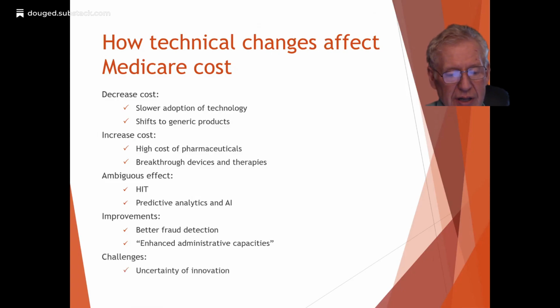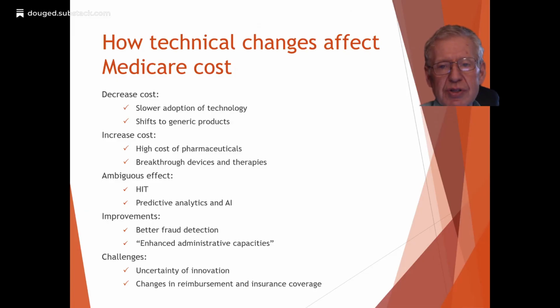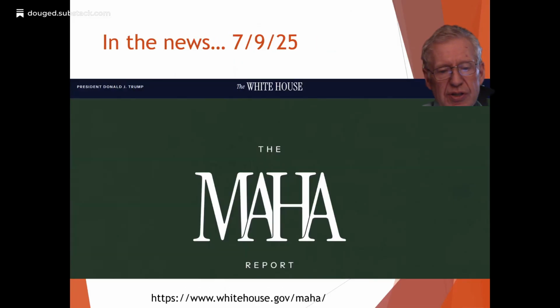Challenges: uncertainty of innovation. Where will innovation take us? Challenges in reimbursement and insurance coverage, particularly in this year 2025, when we see changes that will reduce the number of people who have access to insurance by as many as 15 million. I sometimes hear 17 million people. These things will have an effect on the total cost and the projected cost of Medicare, as they will all insurance.